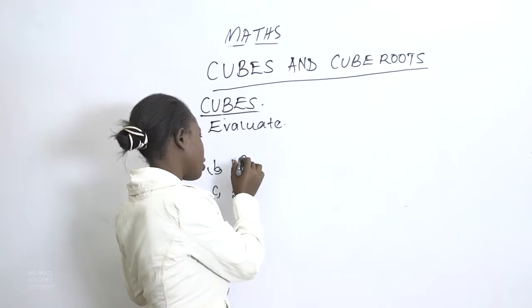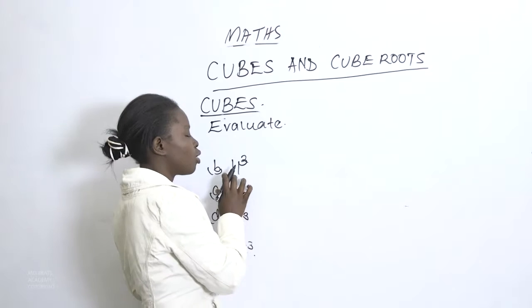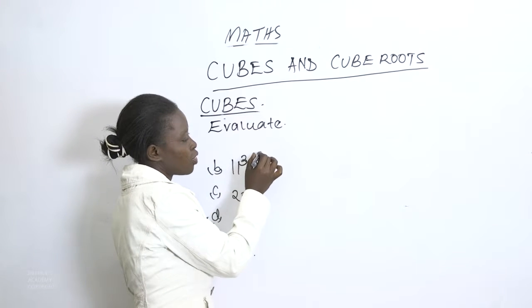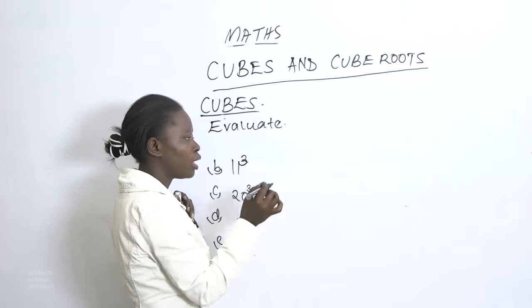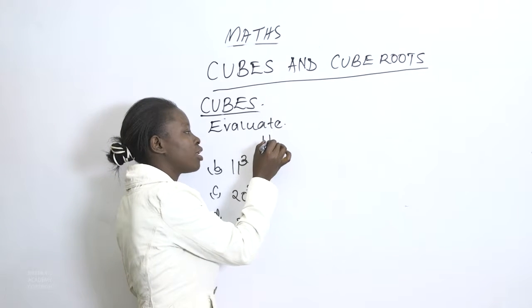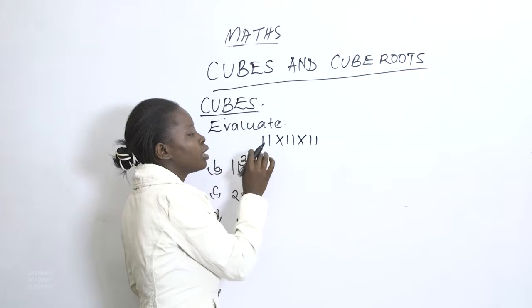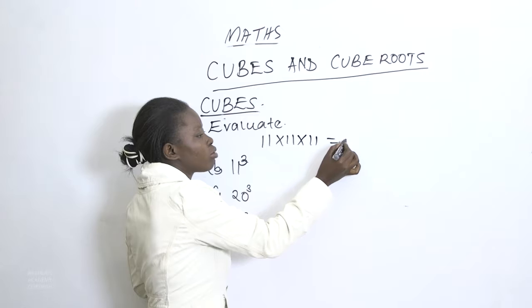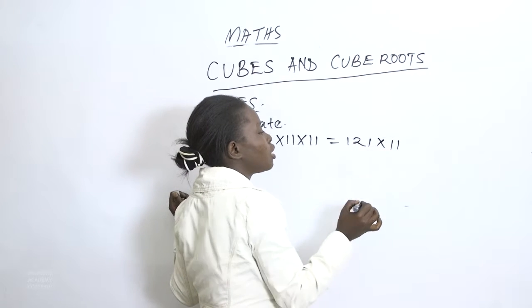Next we have 11 cubed. I'm sorry, it is not a square but a cube. We are getting cubes of numbers. So 11 cubed means that we multiply 11 repeatedly 3 times. So that is 11 times 11 times 11. 11 times 11 we all know is 121. Then 121 times 11.